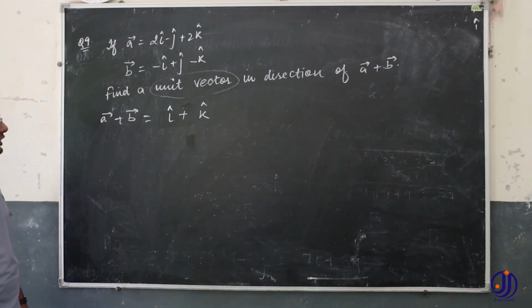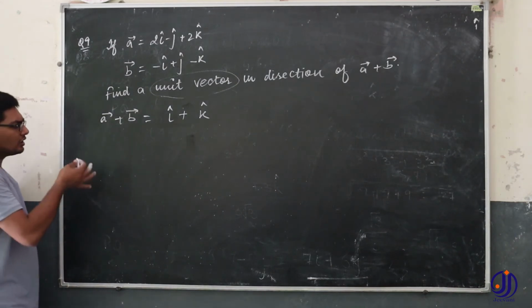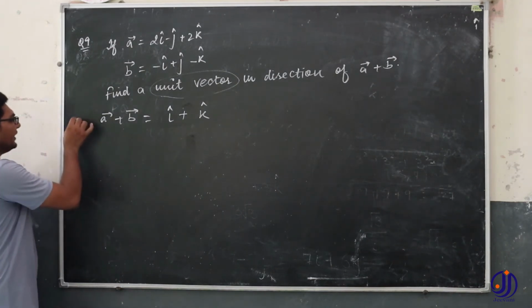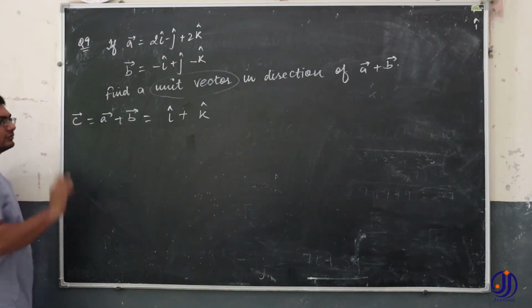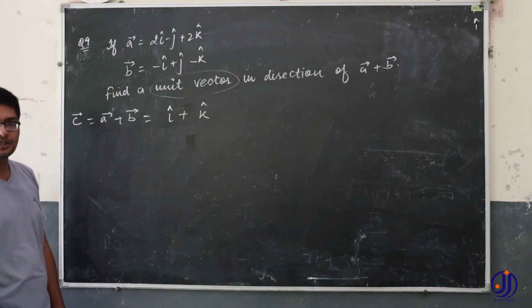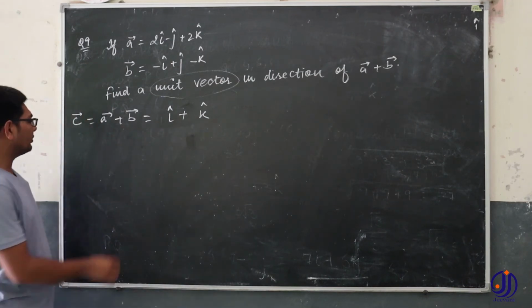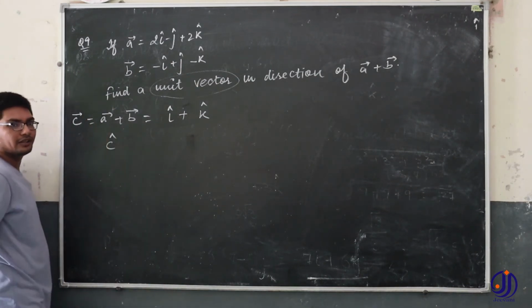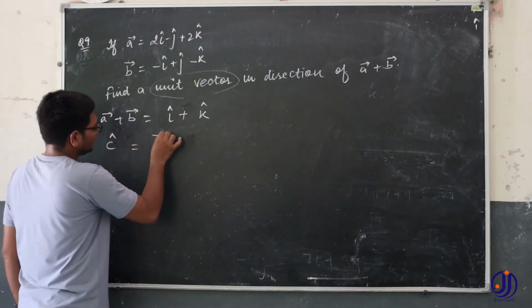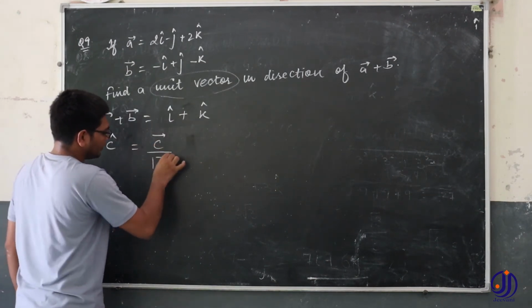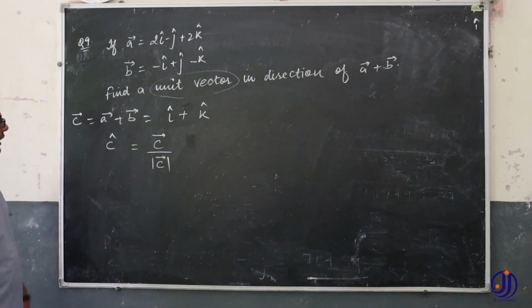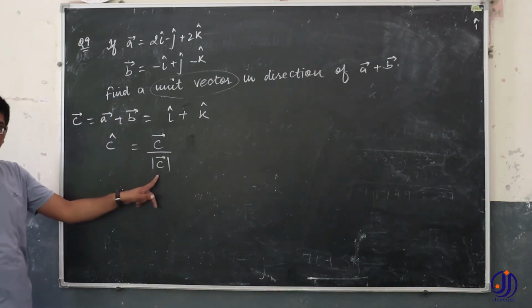Now we have to find a unit vector in this direction. So let us rename it as vector C. Now it will become easy for us to calculate this. Now we will need to calculate C cap. C cap will be vector C divided by its magnitude. Okay, so for that we need to calculate the magnitude of C.